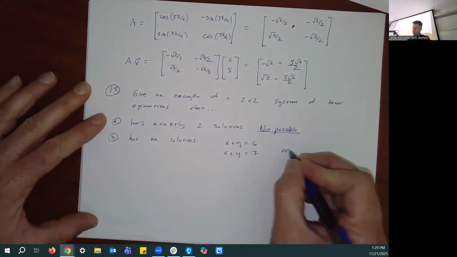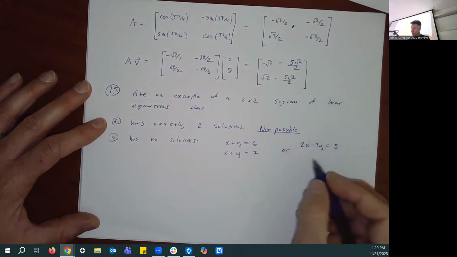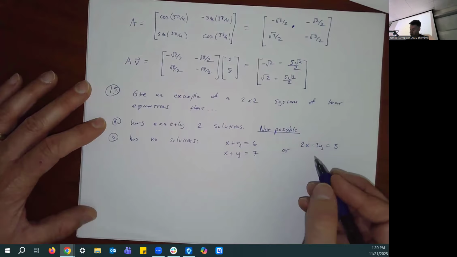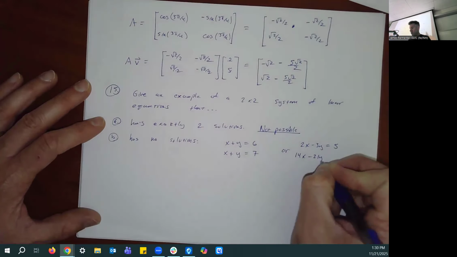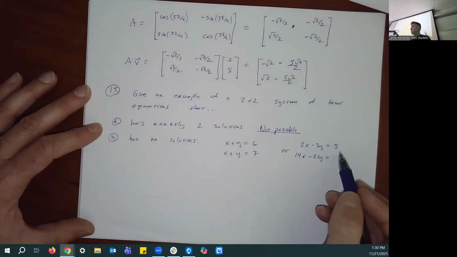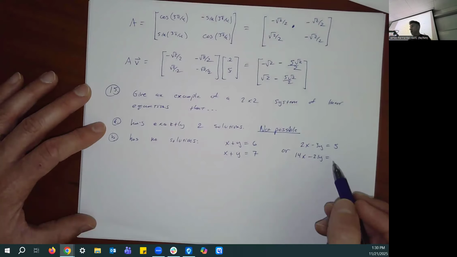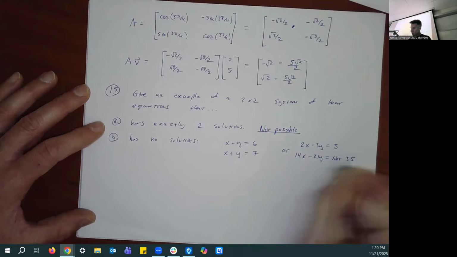Another example could be 2x minus 3y equals 5. Multiply each of these things by whatever number you like. I'm going to pick 7. And 14x minus 21y equals, multiply 5 by anything other than 7. Any number other than 35 right here will make it so these lines are parallel and never intersect. So not 35. Any other choice is fine.